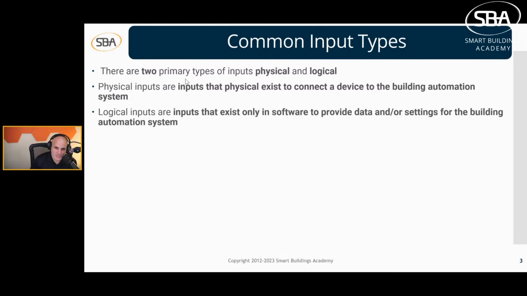There's 2 primary types of inputs, and those 2 primary types of inputs are going to be the physical and the logical inputs. And the physical inputs are inputs that physically exist to connect a device to the building automation system. These are going to be things like your temperature sensors, your pressure sensors, your current switches, your current sensing relays. Logical inputs are inputs that exist only in software to provide data and or settings for the building automation system.